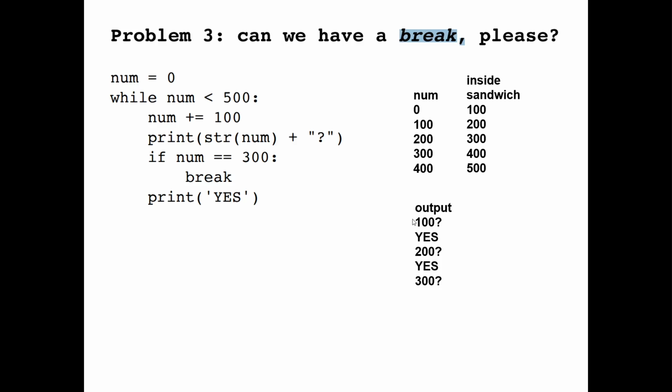And the output's going to look like this. 100, yes. 200, yes. 300. Don't print the yes. We skipped it because of that break. Just final answer, done with the loop. Skip all the way out of this.